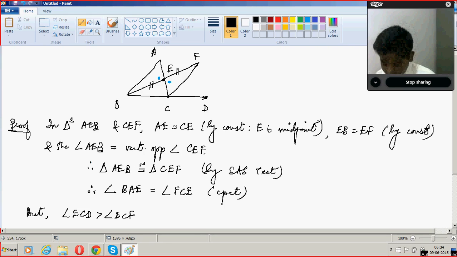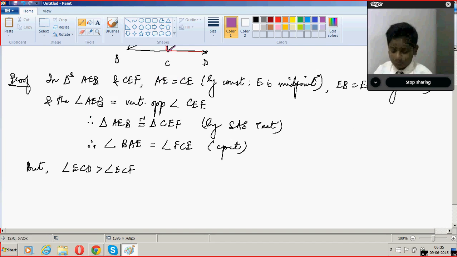Okay, anyway. Listen. Have a look. ECD is this angle, right? Yes, sir. And a part of this angle is angle ECF. So can ECF be greater? It is a part of angle ECD. Can it be greater than it? No. A part cannot be greater than the whole. That is the common sense reasoning used here.